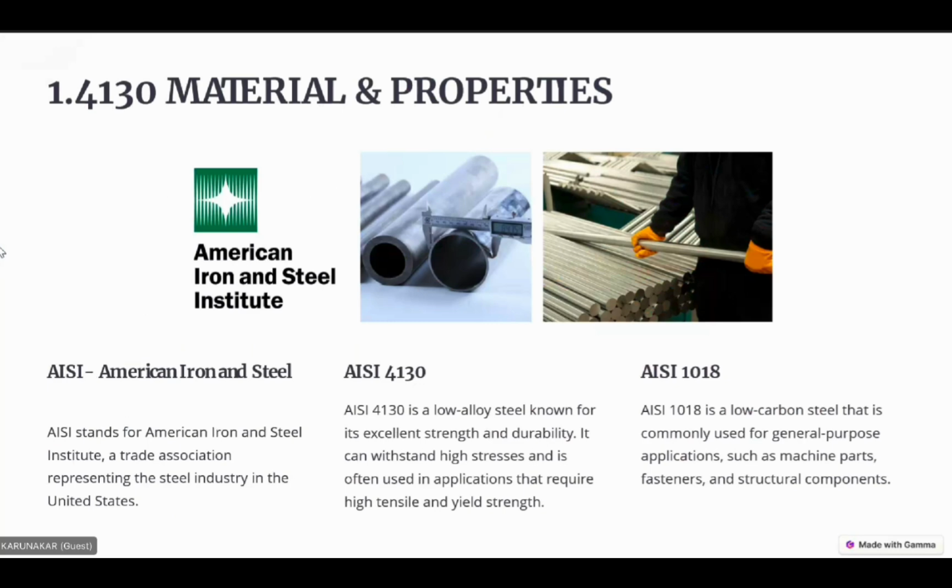4130 is a chromoly steel, which is an alloy of chromium and molybdenum. 4130 is a low alloy steel known for its excellent strength and durability, where it can withstand high stresses and is often used in applications that require high tensile strength and yield strength. AISI 1018 is a low carbon steel which is commonly used for general purpose applications such as machine parts, fasteners and structural components.